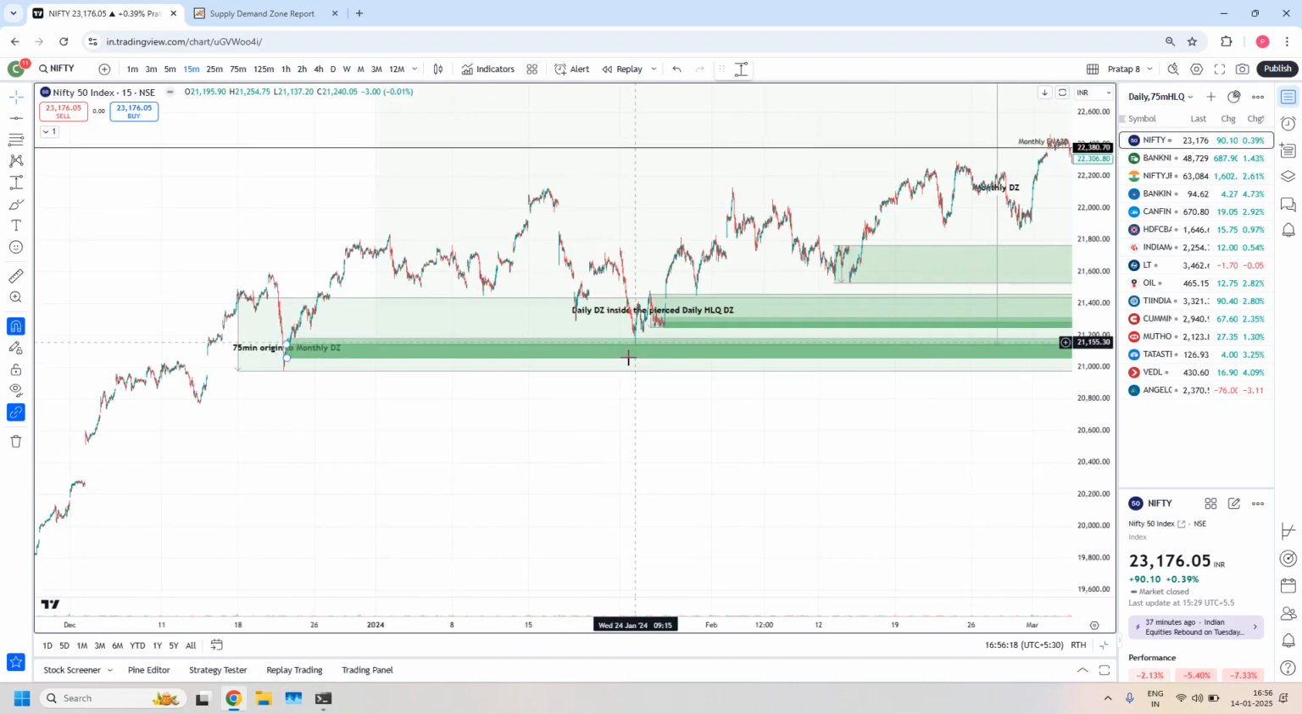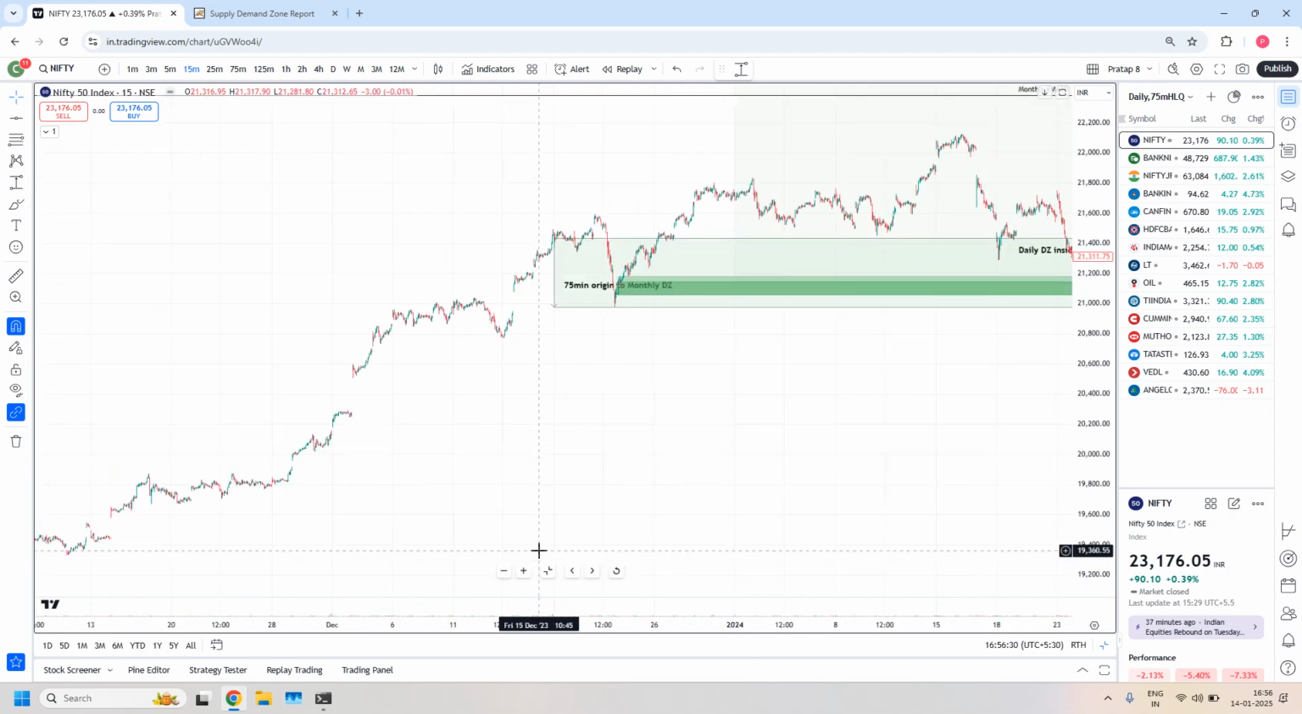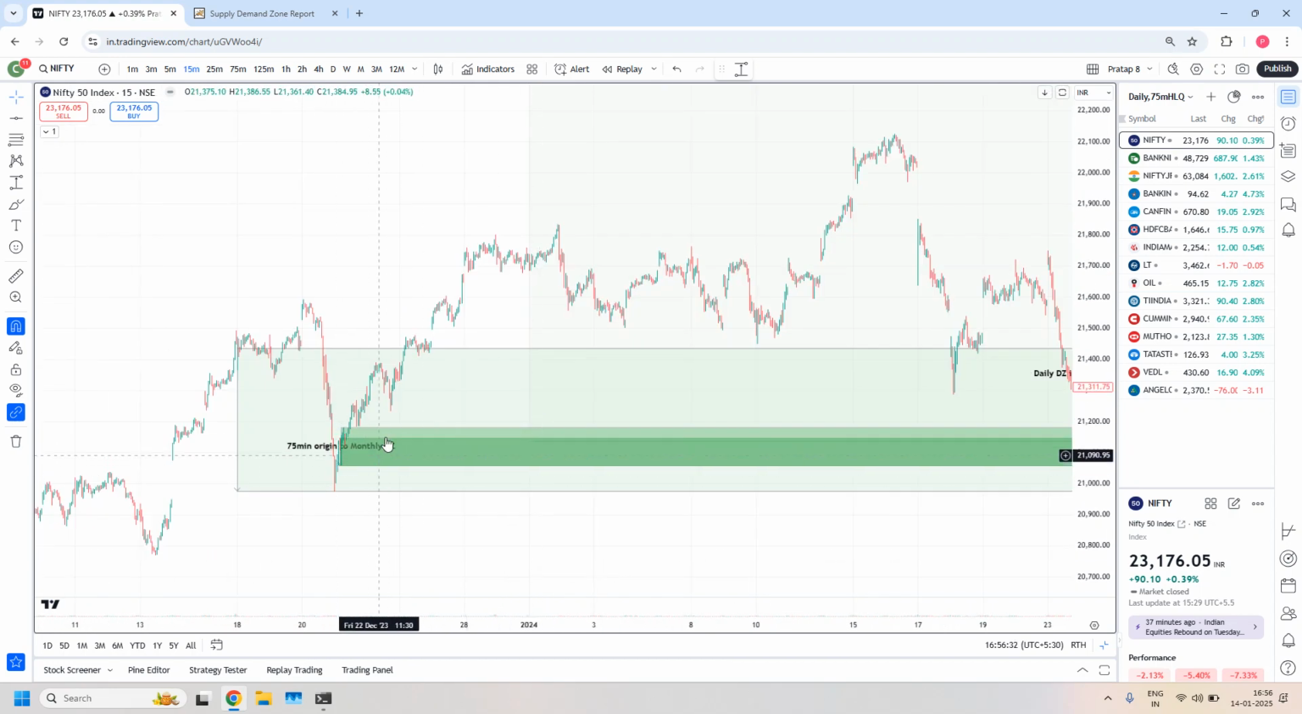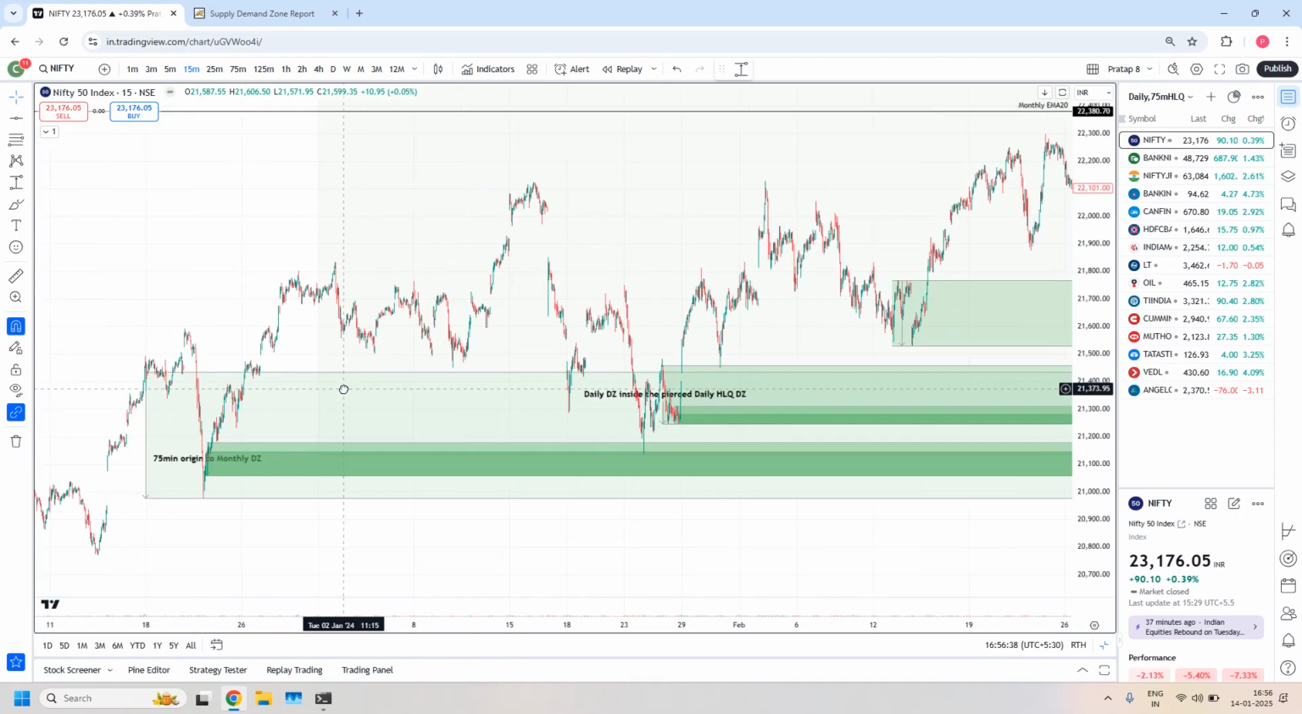So this is the horizon. This 15-minute zone is the horizon for this entire monthly zone. Monthly zone picked up the orders from this 15 minutes horizon. Of course, this 15 minutes horizon is inside the daily horizon, inside the 75 minutes horizon. But daily zone is not there. That's okay. It doesn't matter.